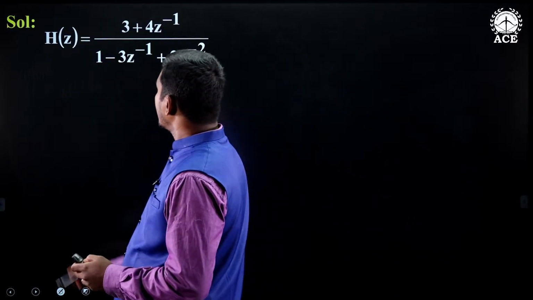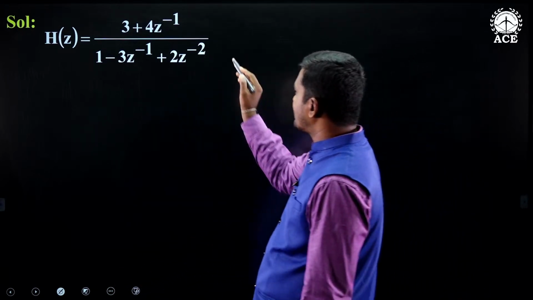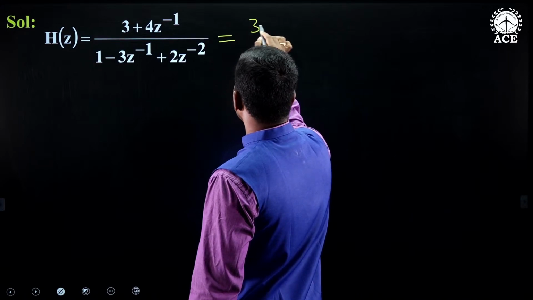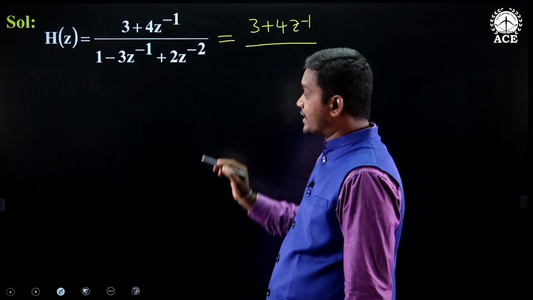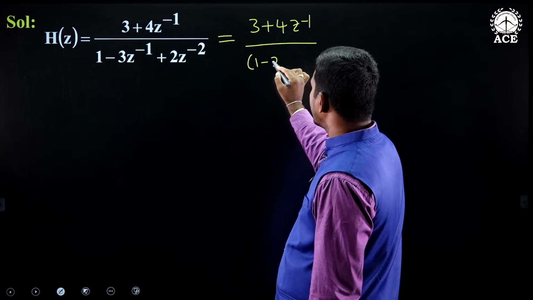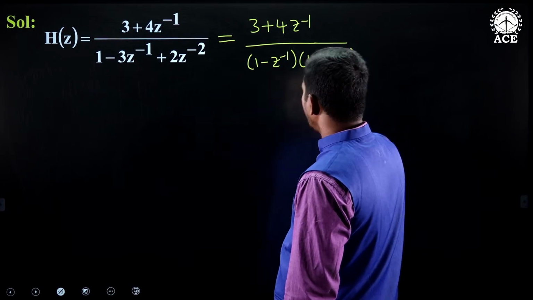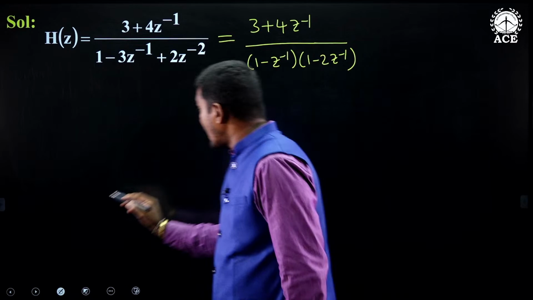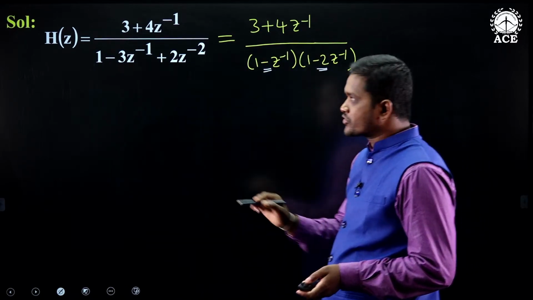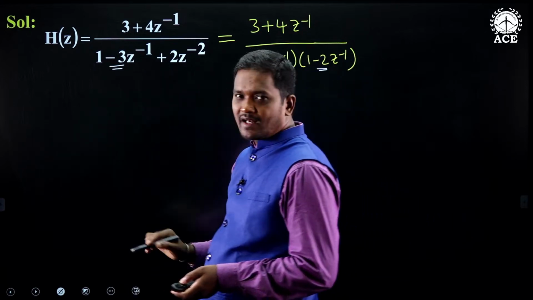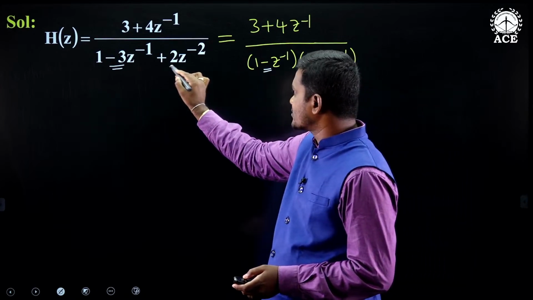See here. H of z is equal to 3 plus 4 z inverse by 1 minus 3 z inverse plus 2 z power minus 2. This is equal to 3 plus 4 z inverse by, converting into two first order polynomials, very simple, 1 minus z inverse into 1 minus 2 z inverse. What is the logic I have told? Add these coefficients, minus 1 and minus 2. Minus 1 plus minus 2 is how much? Minus 3. And minus 1 into minus 2 is 2. Yes.